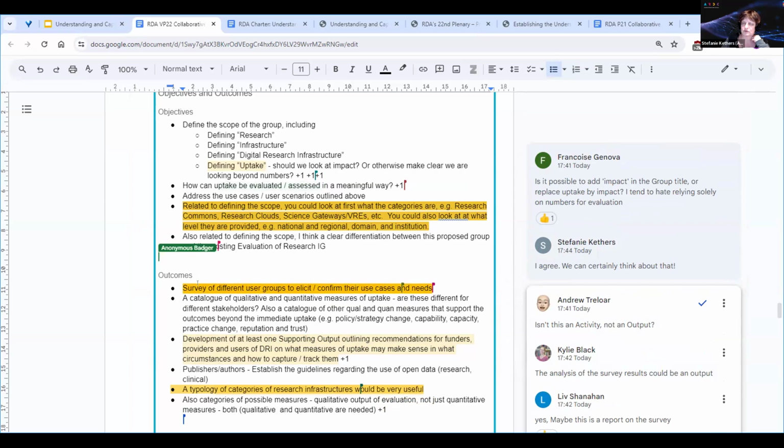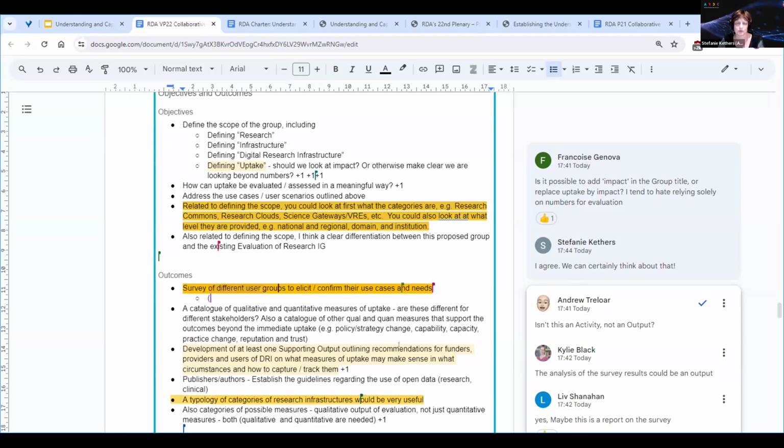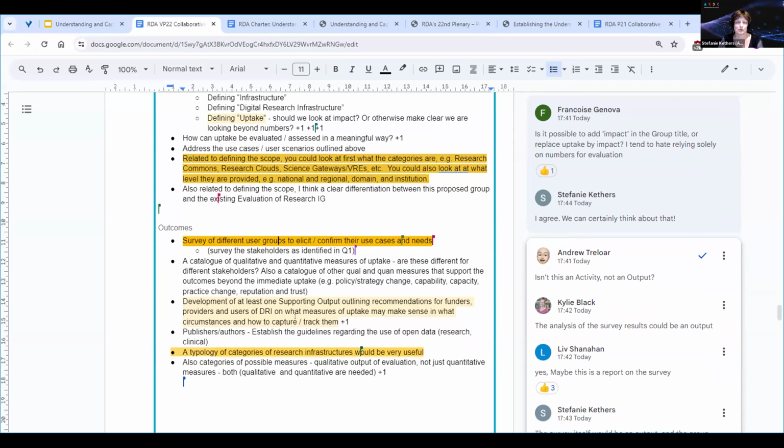So that would be a draft list of stakeholders that we would want to survey. And we would want to work out in more detail their use cases and needs. And hopefully then we would be able to develop some recommendations for the different stakeholder types on what measures of uptake might make sense, in what circumstances, quantitative and qualitative, and how we could capture or track them. Does that make sense? Absolutely, Stephanie. Okay, good. I think we're all heading in the same direction here, which is great.